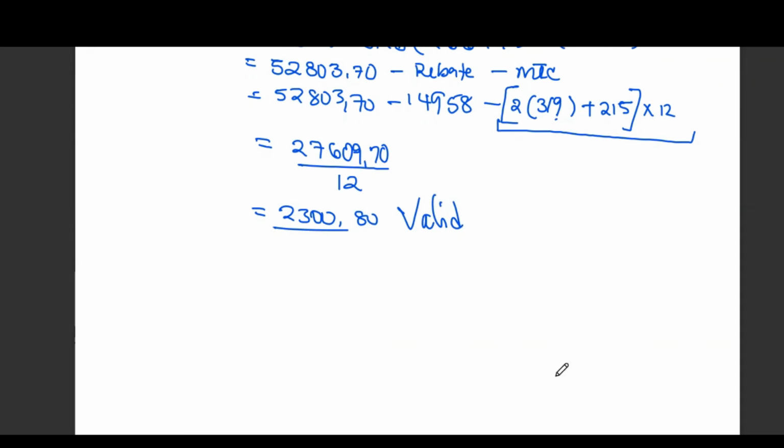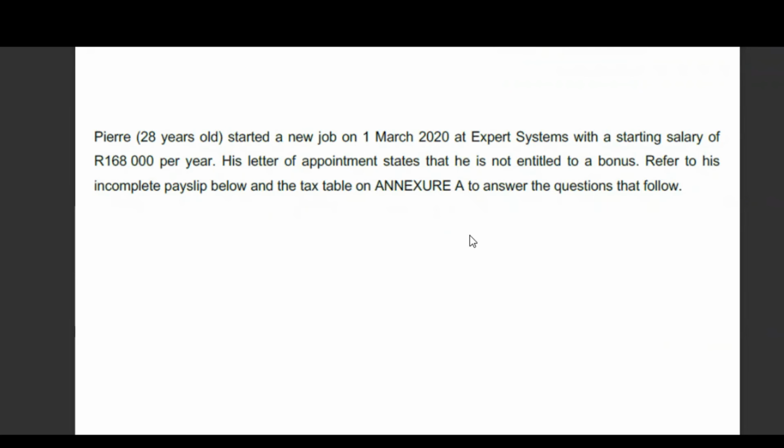Look at the second question here. This is 1st March 2020, so we know the year, we know the age. This is his job that he does, with a starting salary of this much money per year. The appointment says that he's entitled to a bonus. Very good. Refer to his incomplete payslip below and the tax table on Annexure A and answer the questions that follow.